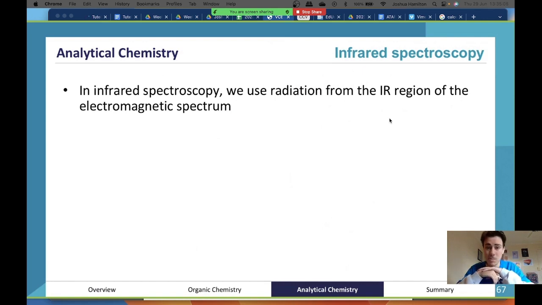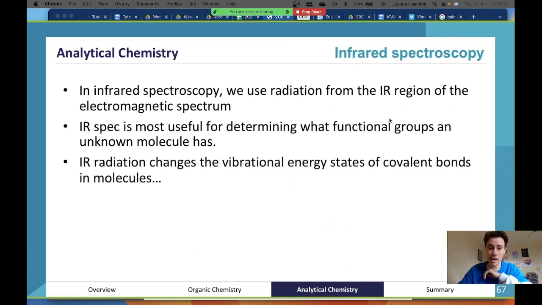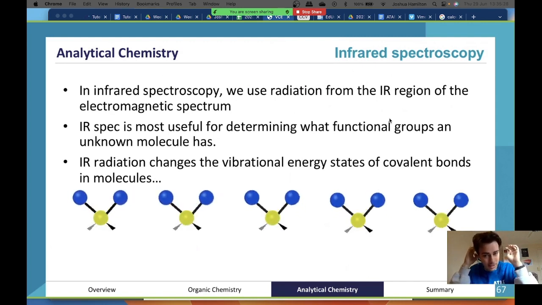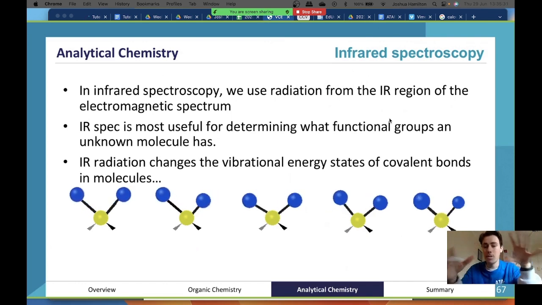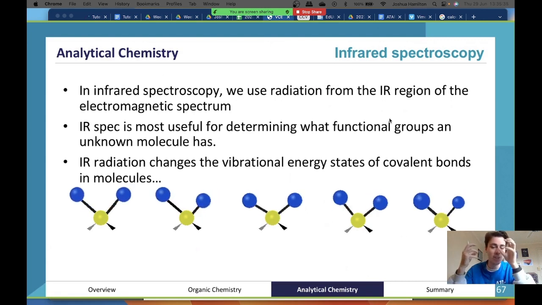In infrared spectroscopy, we use radiation from the IR range of the electromagnetic spectrum. IR spec is most useful for determining what functional group an unknown molecule has. The IR radiation that we hit the molecule with changes the states of the covalent bonds in the molecule, making it shake around and look a little bit different. Don't worry too much what that means, but it changes the energy state, and we can detect that change in the energy state.